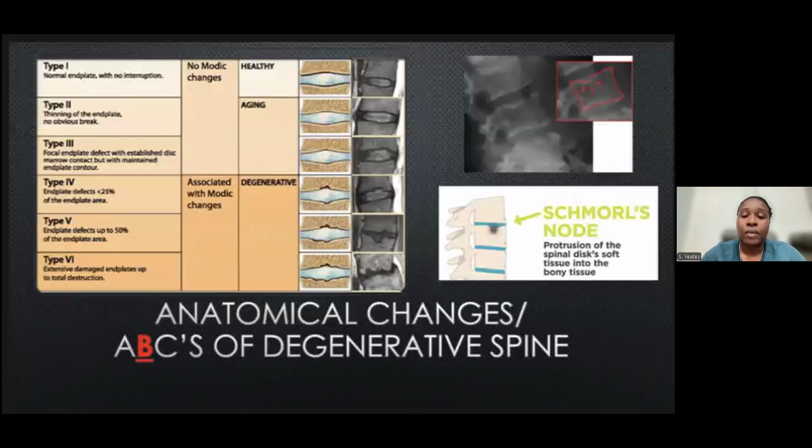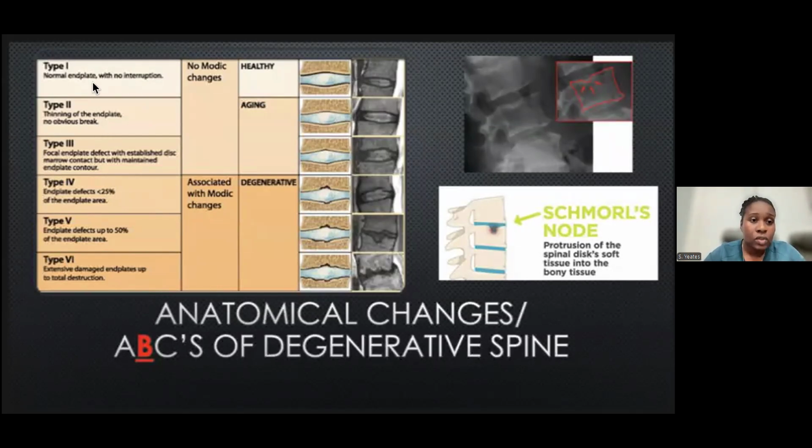Continuing on to B, we are now talking about the end plates. The end plates play a very important and crucial role in the maintenance of the mechanical environment as well as the proper nutrition of the avascular disc, and damage to this structure is the hallmark of degenerative disease. You have at least 6 types.